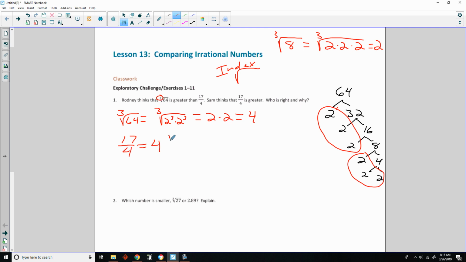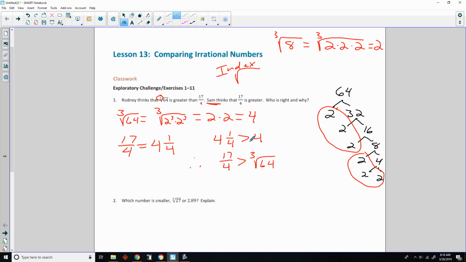Now 17 quarters, on the other hand, 4 goes into 17 4 times. 4 times 4 is 16, with a remainder of 1. So the cube root of 64 is 4, and 17 quarters is 4 1/4. Rodney thinks that the cube root of 64 is greater than 17 quarters, and Sam thinks that 17 quarters is greater. Well, 4 1/4 is greater than 4, therefore 17 quarters is greater than the cube root of 64. So who is right? 17 quarters is greater.